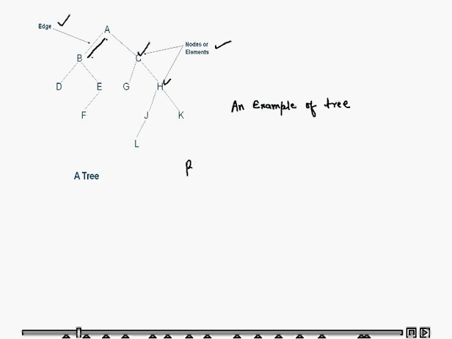The word binary means 2. So why binary tree? Because each node has a maximum of 2 child nodes. So a binary tree has a maximum of 2 nodes.